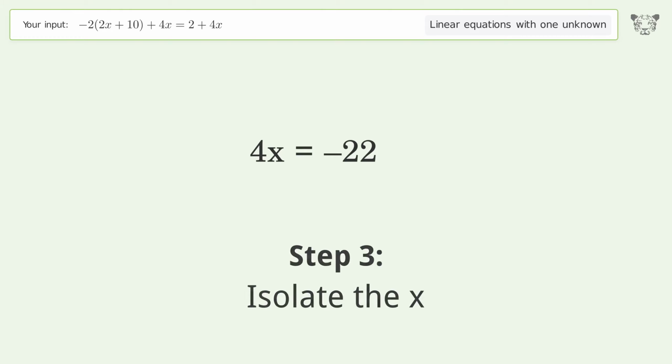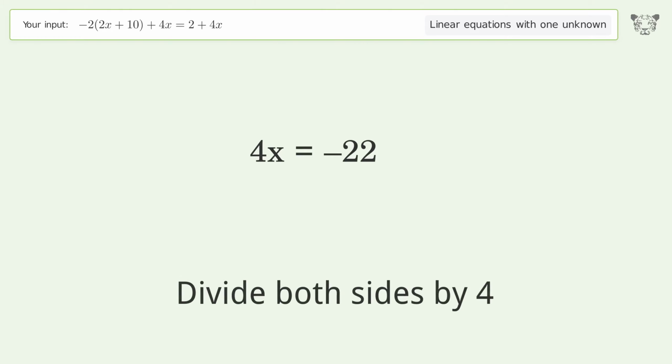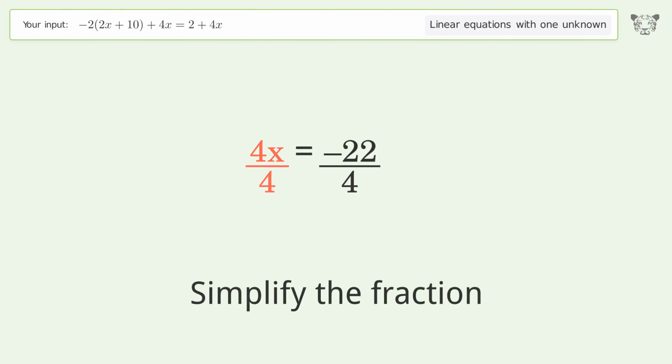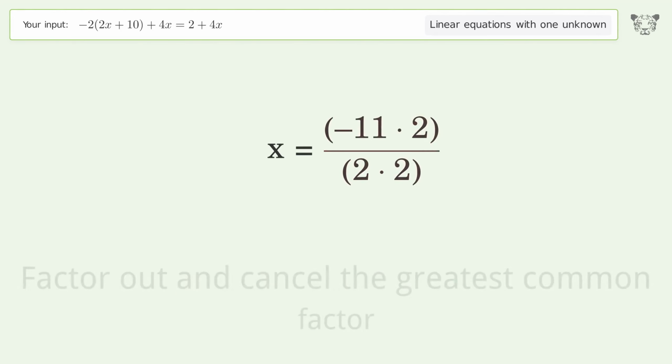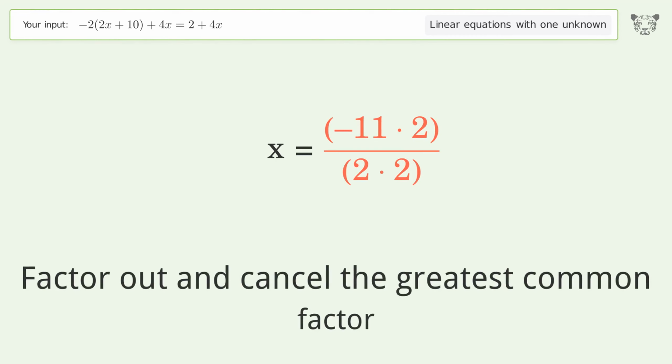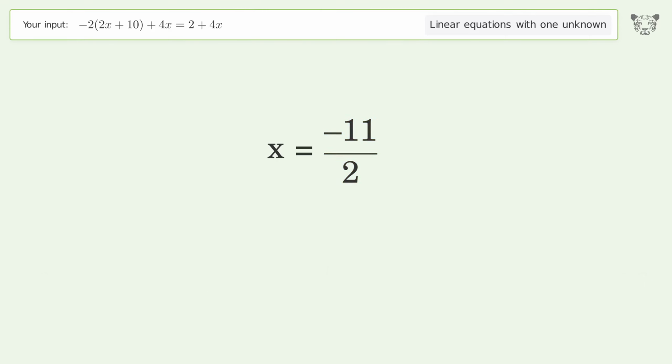Isolate the x. Divide both sides by 4. Simplify the fraction. Find the greatest common factor of the numerator and denominator. Factor out and cancel the greatest common factor. And so the final result is x equals -11/2.